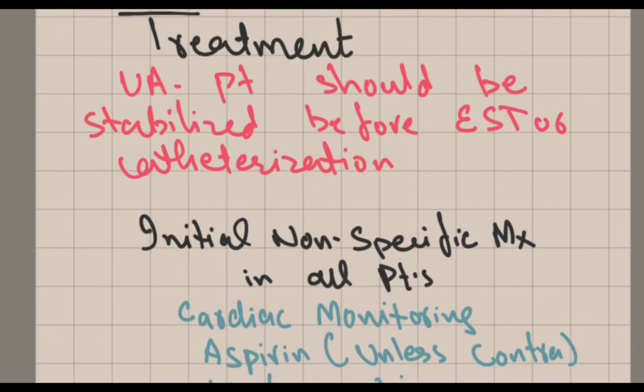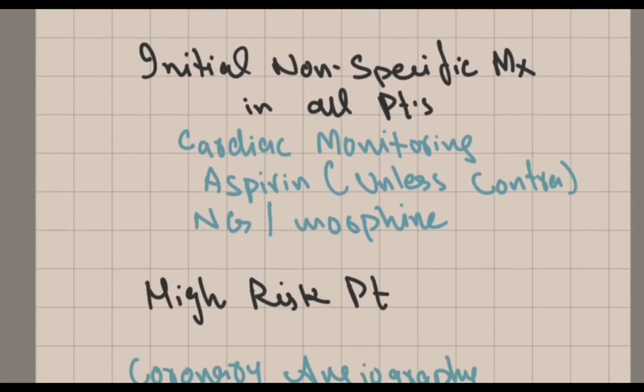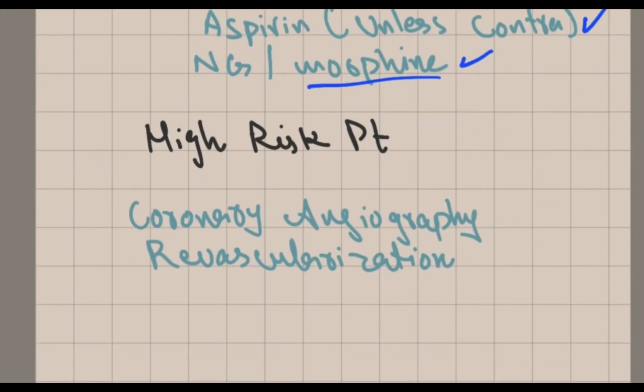Now we will discuss the treatment of unstable angina. Unstable angina patients should be stabilized before exercise stress test or catheterization, as immediate management is very necessary. Initially, in all the patients that come with complaints of unstable angina, we will first monitor their cardiac activity. Then we will give aspirin to all the patients unless contraindicated. And then we'll give nitroglycerin as an anti-anginal drug and morphine as a painkiller.